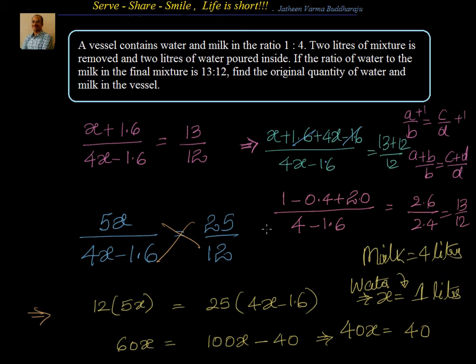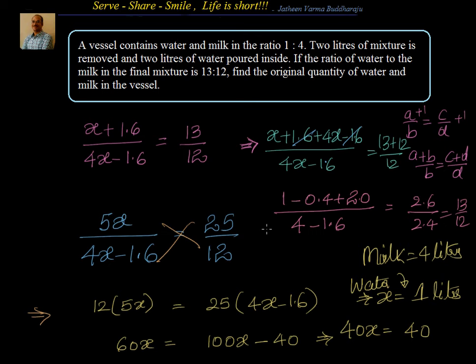So let's summarize this. We have been told that there is water and milk in ratio 1:4. 2 liters of mixture is removed and 2 liters of water is poured inside. The final ratio of water and milk in the mixture is 13:12. We have to find out the original quantity of water and milk in the vessel. So we took water and milk as x and 4x. Now 2 liters of mixture is removed. In 2 liters of mixture, 0.4 liters of water and 1.6 liters of milk is there. So we have removed 0.4 from x and 1.6 from 4x. That completed the first step.